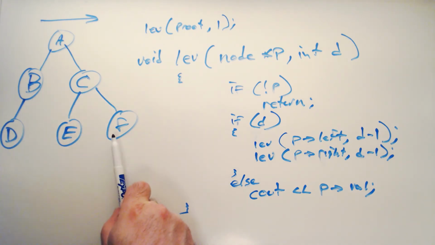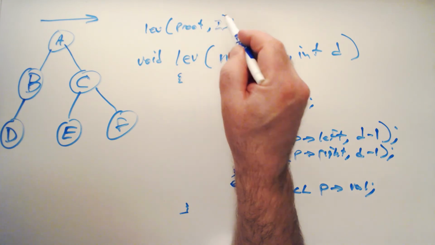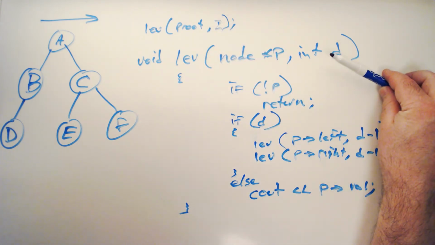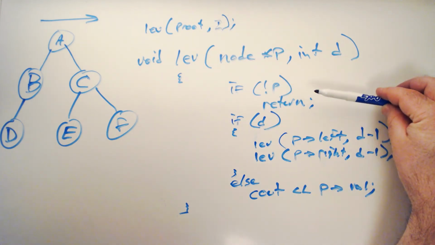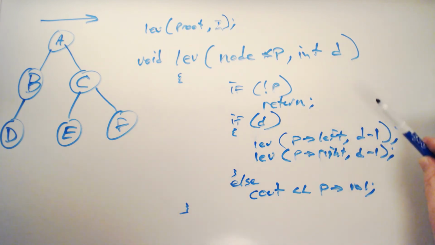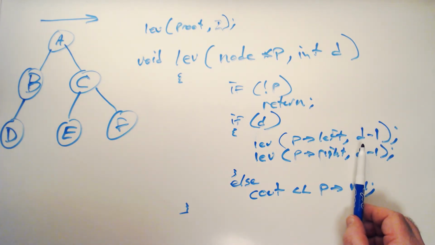How do we print out the row down here? Well, we do the exact same thing with a level of 2. So what happens, obviously, in that case, D is 2. When A comes along, this is true, and he says, go deal with my left at D minus 1.